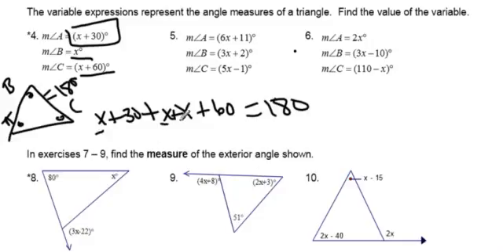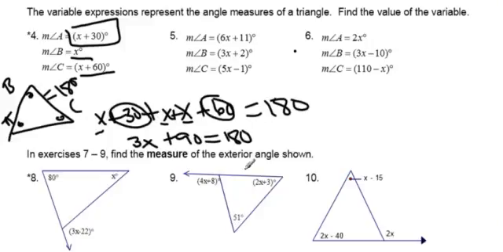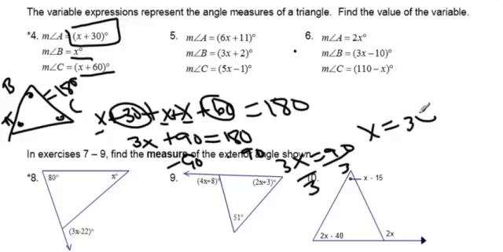We got an x, an x, and an x. That's 3 x's. We have a 30 and a 60. That's 90. And all that still equals 180. Subtract 90 from both sides. So I have 3x equals 90. Divide by 3. And I get x equals 30.